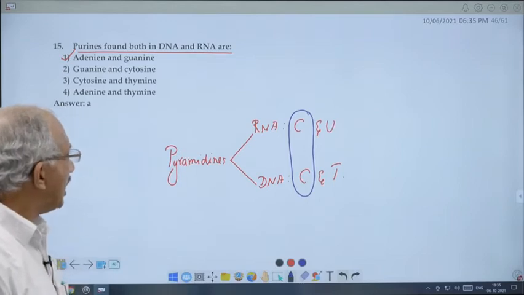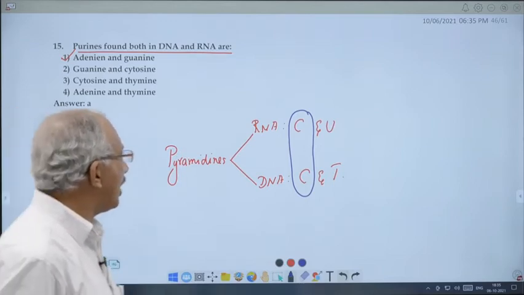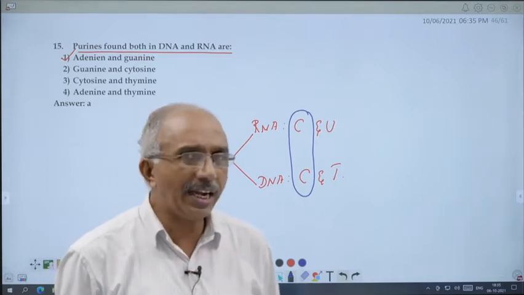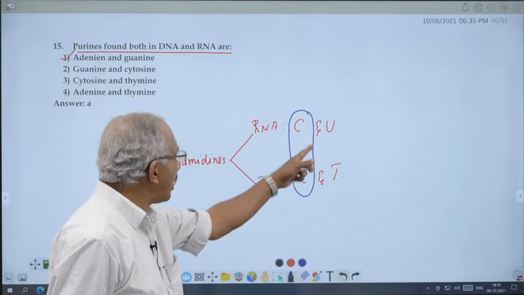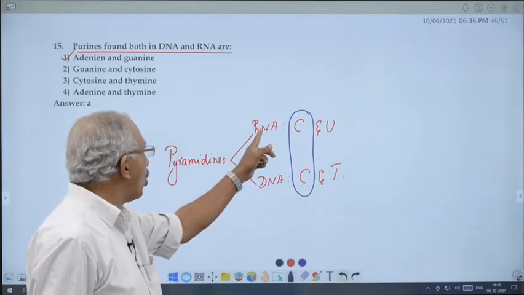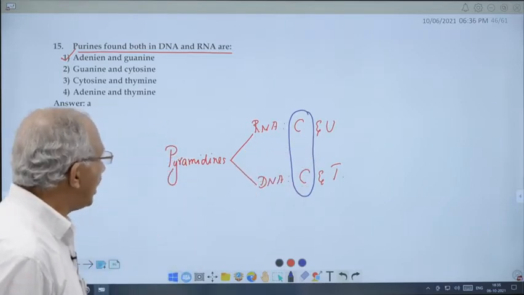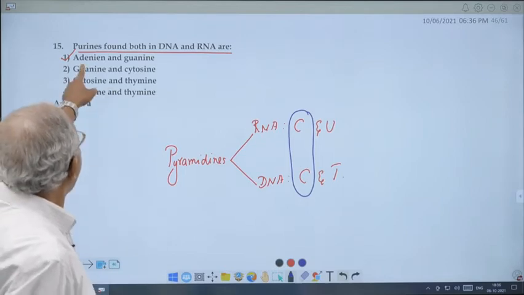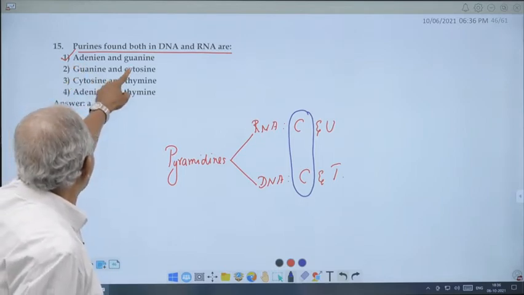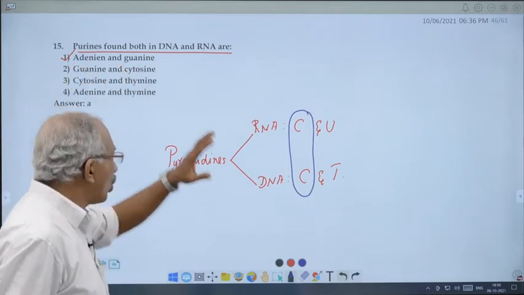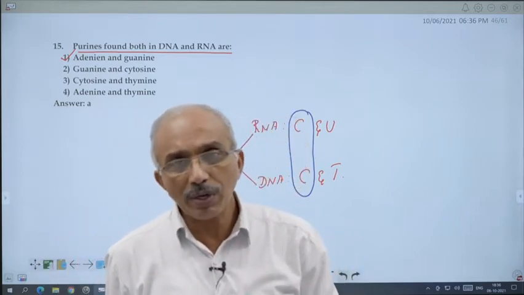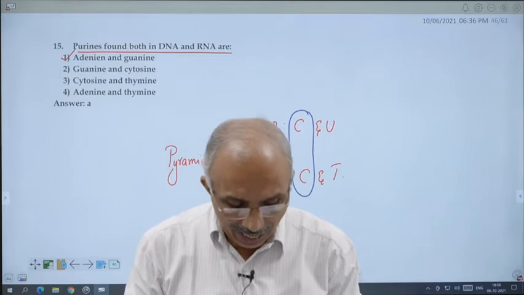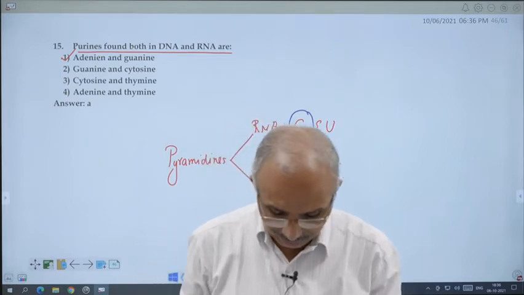Cytosine is the common pyrimidine found in both RNA and DNA. But both the purines, adenine and guanine, are found in both DNA and RNA.